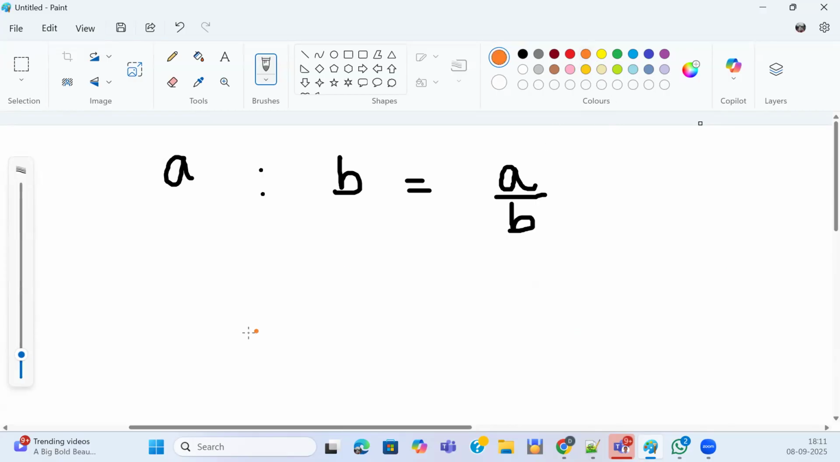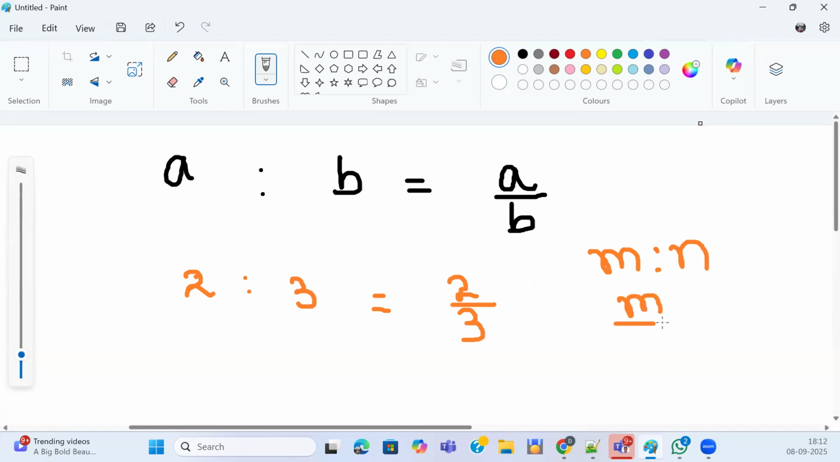Say for example, I have two items which are in the ratio 2 is to 3. What does it mean? 2 is to 3 is nothing but 2 by 3. Let's say I have two items in the ratio of M and N. How do I represent it? M is to N. In other words, how can we write this? M by N. Are you clear, everyone? Yes or no? Yes, sir.